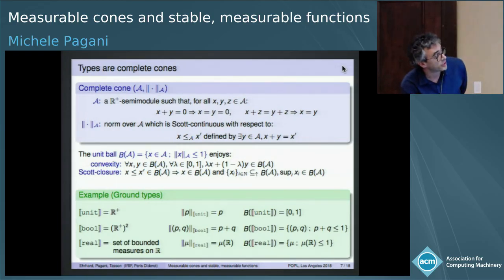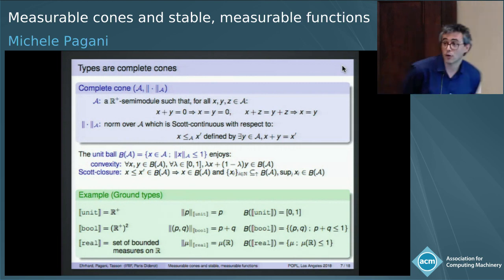And thanks to these two axioms, one can define over the elements of the cone an order, defined in that way, just by looking at the algebraic structure of the cone. In this order, 0 is the bottom element, so it really looks like a cone. And in addition, a complete cone has a notion of norm over the elements that must be Scott continuous with respect to this order. And that's all, okay? Thanks to this condition, the unit ball of the cone, that is, the set of the vectors of norm less than or equal to 1, enjoys these two properties: convex and Scott closed.